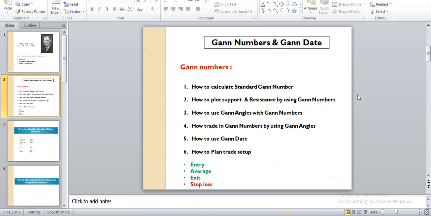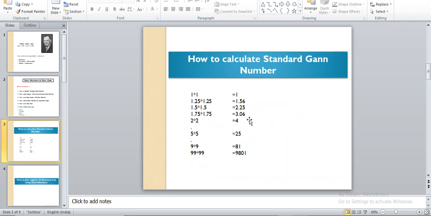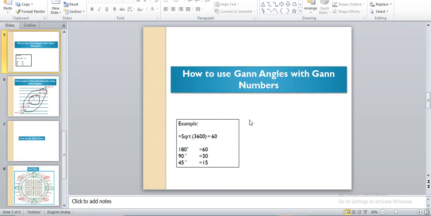So we have covered calculating the numbers, plotting support and resistance, and how to use angles with numbers. Now we are coming to our trading part: how to trade Gann numbers by using these angles, this 90, 180, 270, and how to take a trade. We covered calculating the number first, and next the plotting.